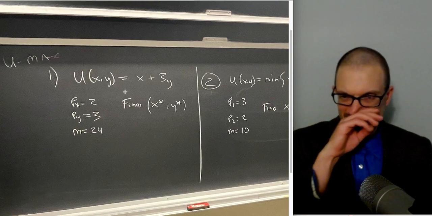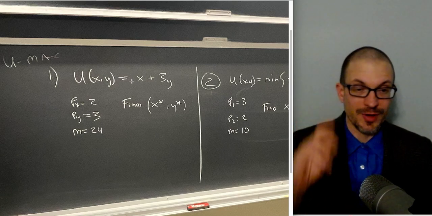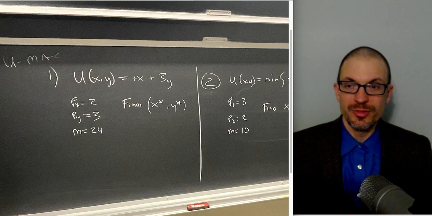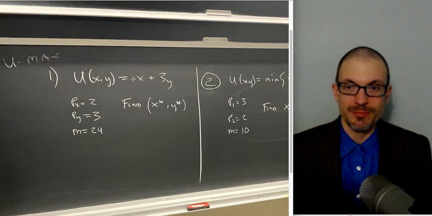So actually, for this one, let's find the MRS. Remember, the MRS, marginal rate of substitution, the slope of the indifference curve, is going to be the ratio of the marginal utility of x to the marginal utility of y. The marginal utility of x is just the partial derivative with respect to x. In this case, it's 1 because the coefficient on x is 1. The marginal utility of y is 3. So the MRS is going to be 1 divided by 3, or 1/3.